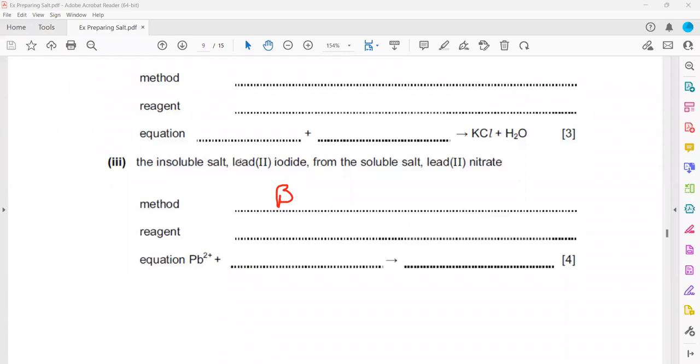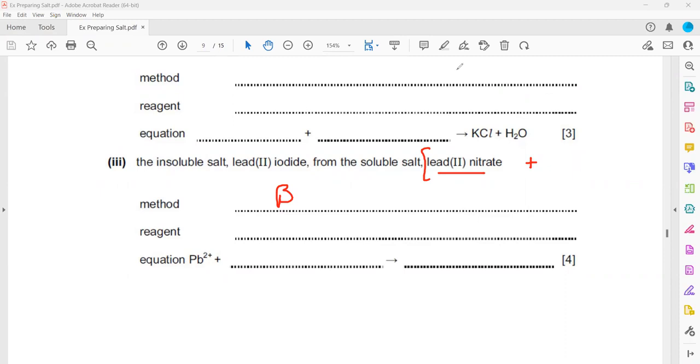So this will be method B. Then lead II iodide, we want to prepare lead II iodide from lead nitrate. So we have lead nitrate. What other salt should we add? Because we want lead iodide, so there should be an iodide salt.